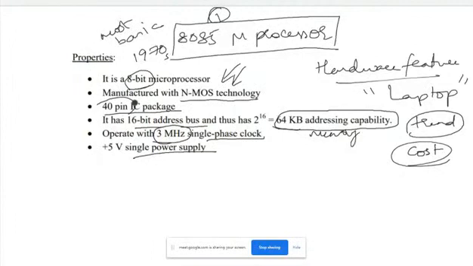So that is how you relate it with your laptop. And only when you relate it with the practical application, it's very simple and better to understand, right?